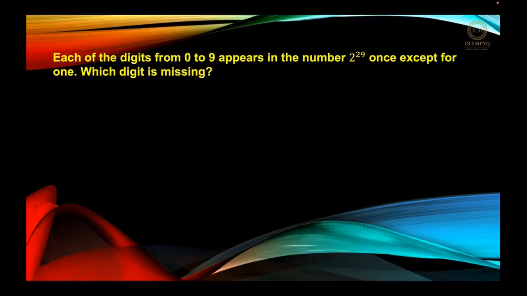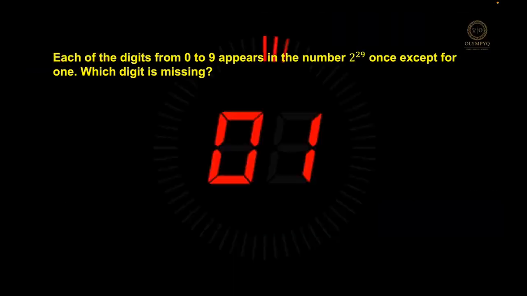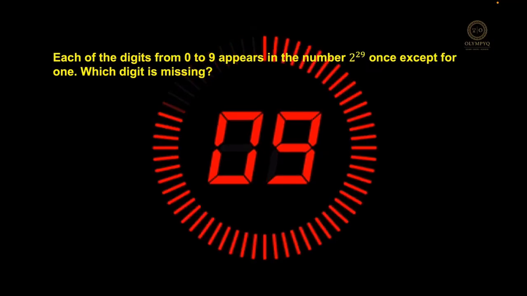In this intriguing puzzle, we are tasked to identify which digit from 0 to 9 is missing in the number 2 raised to the power 29. Take a moment to think about it. I will give you 10 seconds of time.